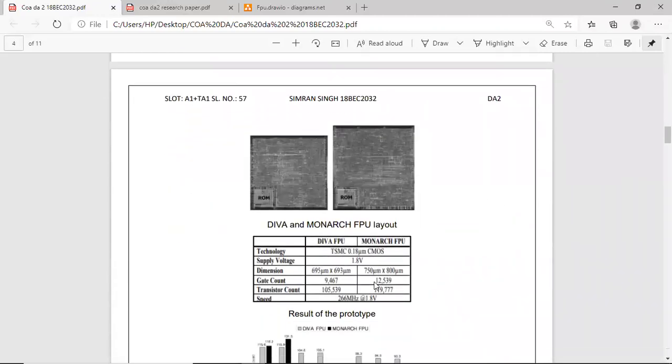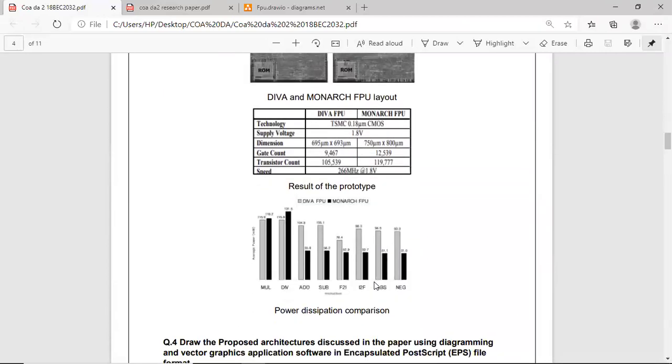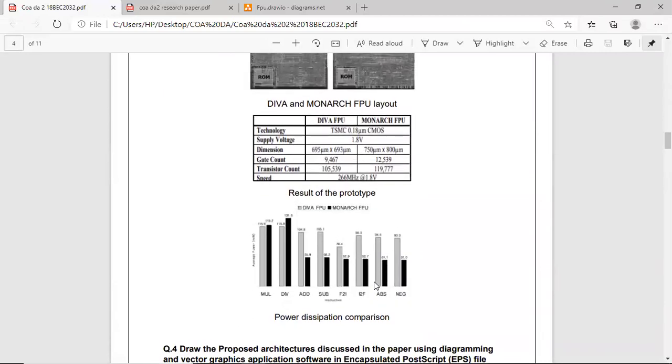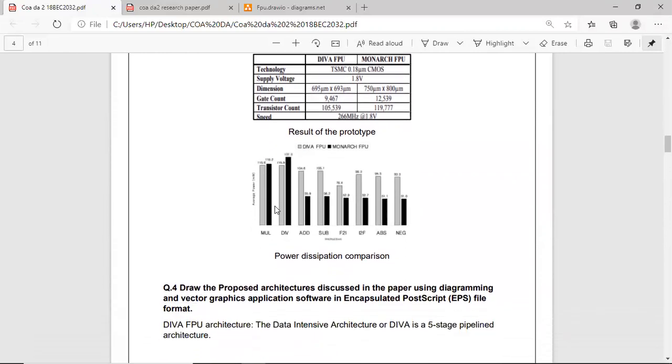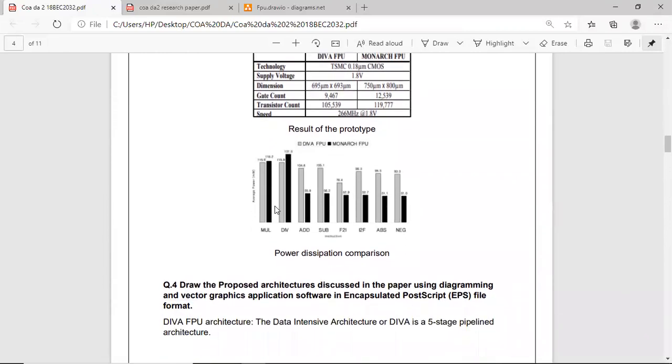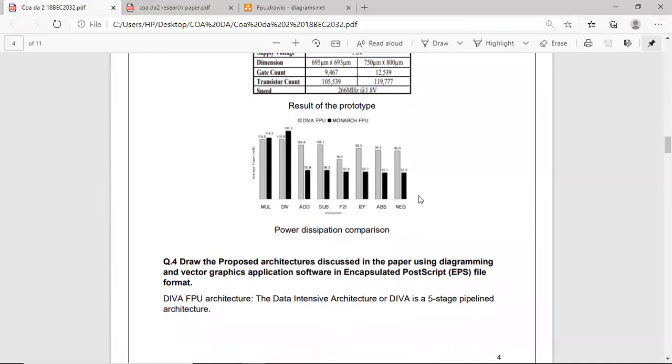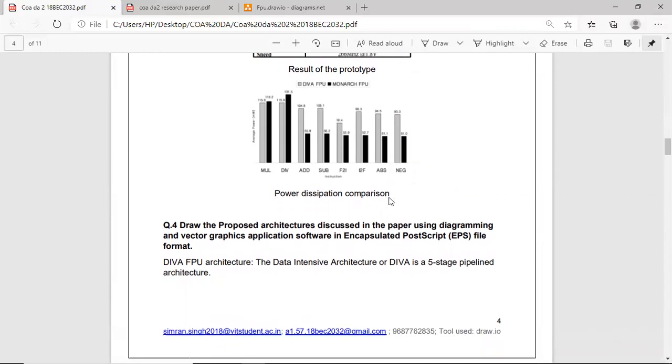per stage. Further, the table compares the DIVA FPU and the Monarch FPU on the basis of technology, supply voltage, dimension, gate count, transistor count, and speed. The number of transistors, as can be seen, is more in the Monarch FPU. The given graph explains the power dissipation and compares the power dissipation of both DIVA and Monarch FPU.